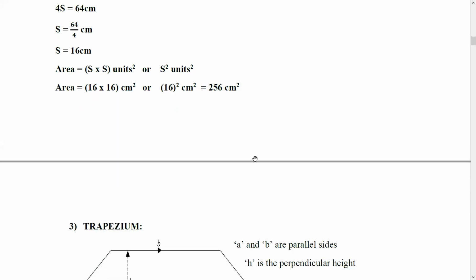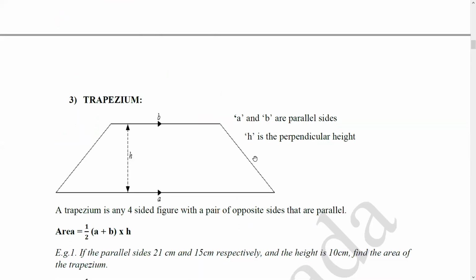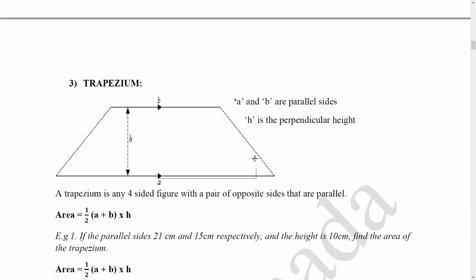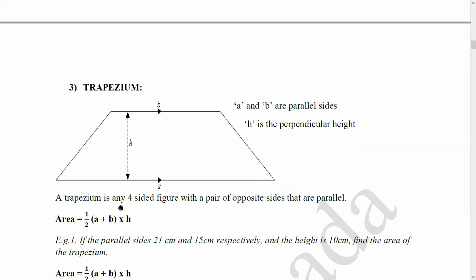Okay, next we are moving on to a trapezium. So a trapezium is any 4-sided figure. So 1, 2, 3, 4. And again, we did this in a previous handout, with a pair of opposite sides that are parallel. So these are the opposite sides here that are parallel to each other. So A and B are the parallel sides and H is the perpendicular height. And I already explained what perpendicular height means in a handout previous to this with, I believe, the same diagram. But we did it when it was in terms of quadrilaterals.